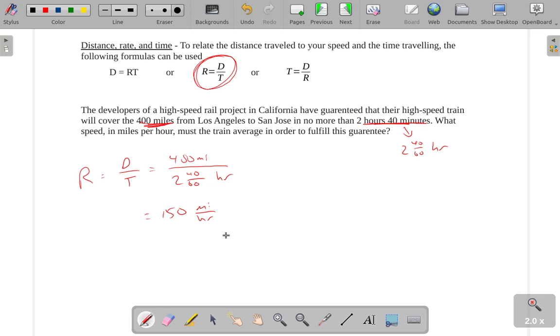Now, one thing of note here is that this does need to be an average speed. This does not take into account the speed up time or the slowdown time at either end, or going around curves or anything like that. So you'd probably have to have a top speed of more like 170 or 180 miles an hour.